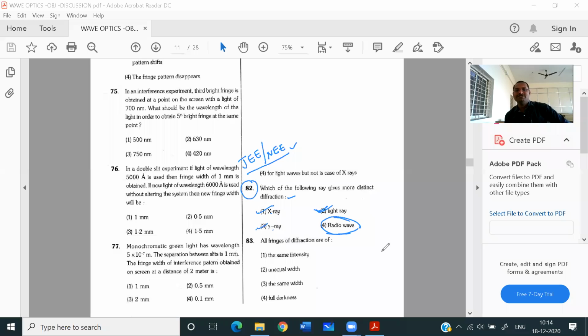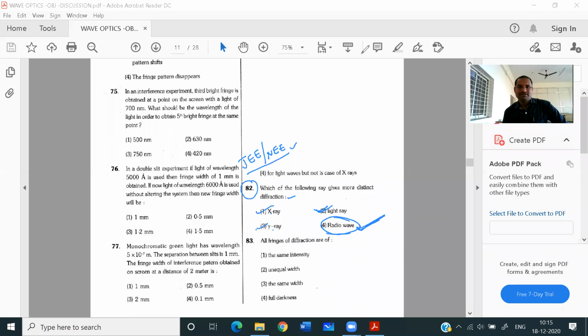Radio waves give more distinct diffraction, because in real life, whatever obstacles we have, like buildings, stones, cars, vehicles, that size will be almost nearly equal to the wavelength of radio waves. Point is important. Remember this question.